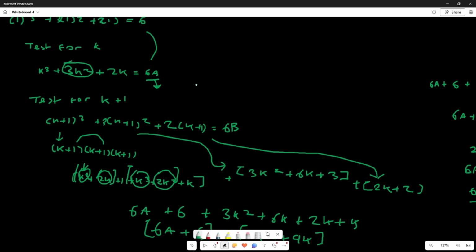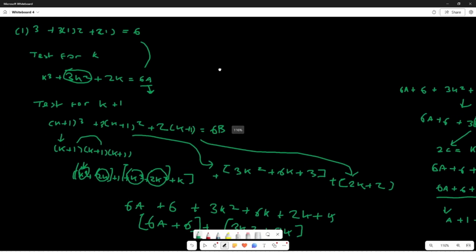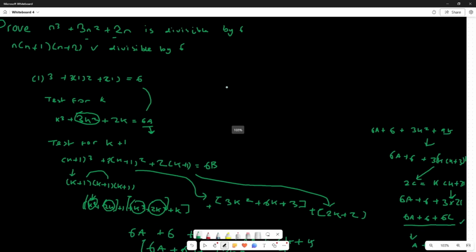And it's quite interesting because you can use these different methods depending on what the question asks you and what method is quicker.